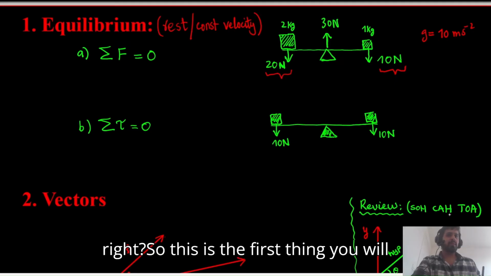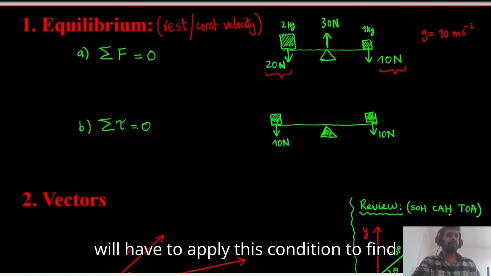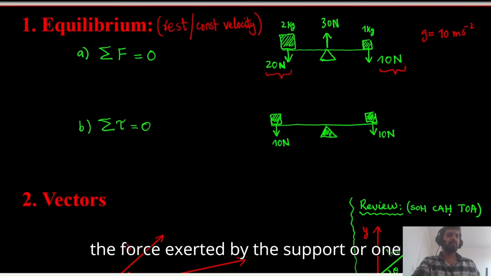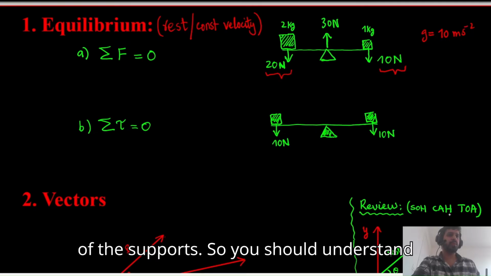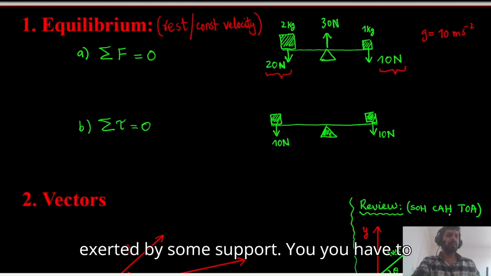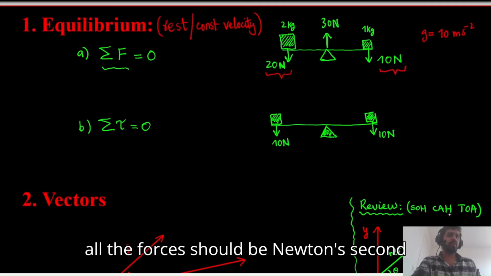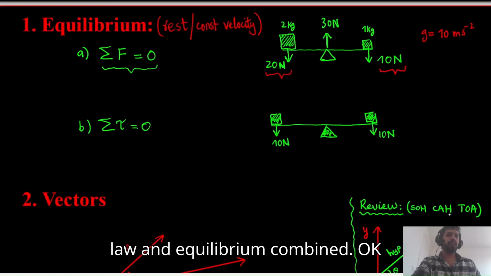So this is the first thing you will see in one of the questions also. We will have to apply this condition to find the force exerted by the support or one of the supports. So you should understand that, remember this: to find the force exerted by some support, you have to apply Newton's second law, which is sum of all the forces should be zero. Newton's second law and equilibrium combined.